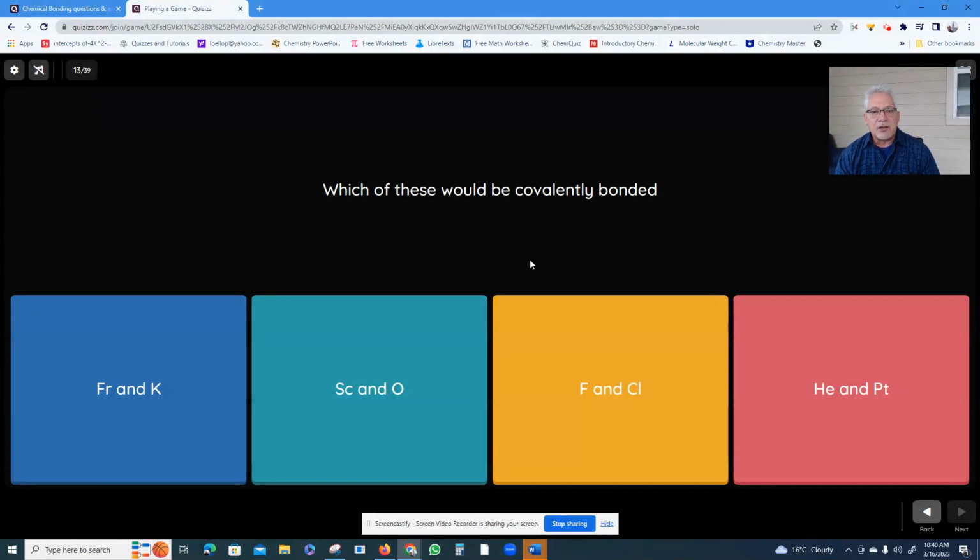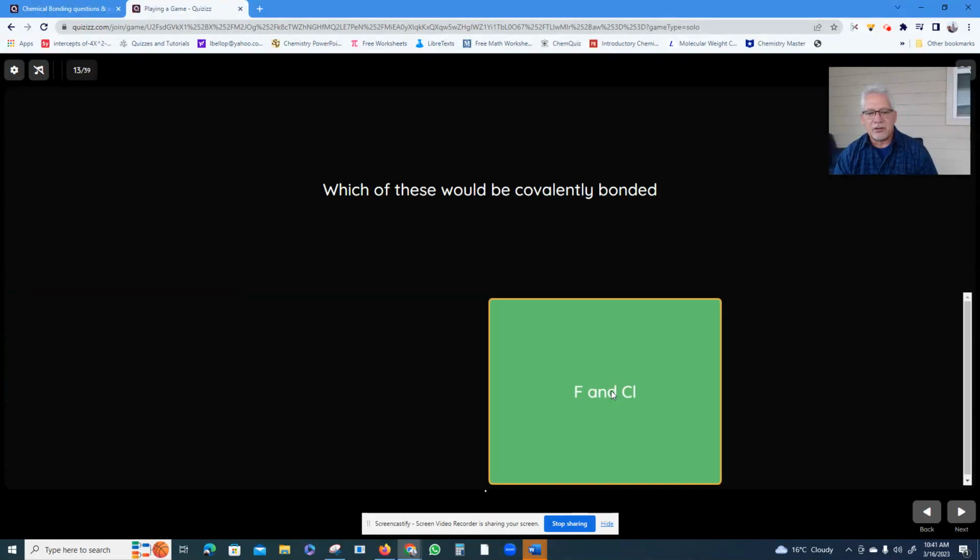Okay, which of the following elements will be covalently bonded? Covalent will be fluorine and chlorine. That will be this one. And the rest are metals. There will be a gas and a metal that will make a sort of alloy. So I'm going to select fluorine and chlorine. This one. Yeah.